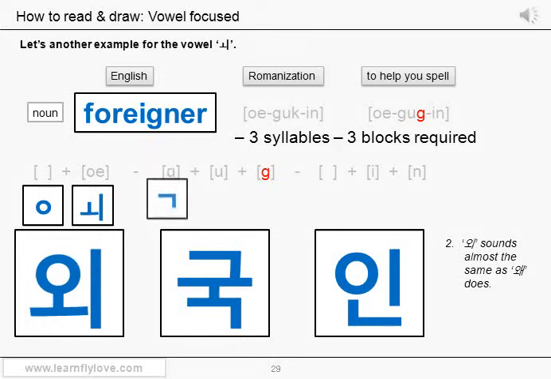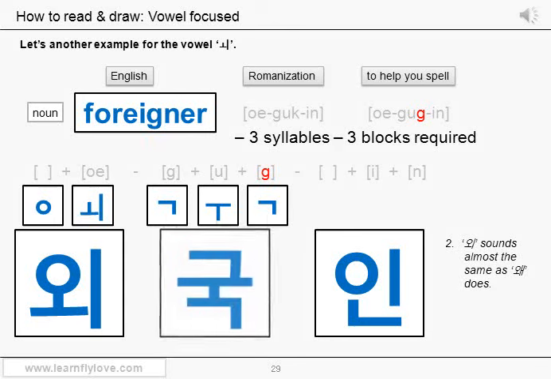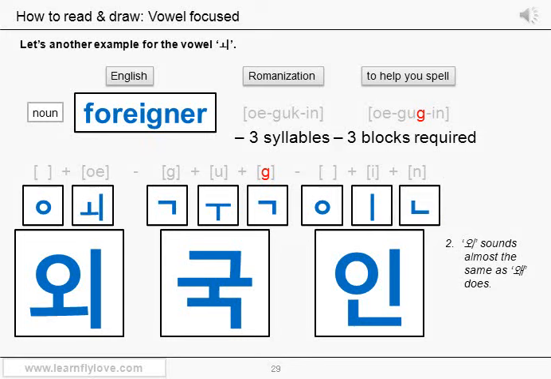And the initial of the second block is g, like g in English, and the vowel is u, and the final consonant is g, like G in English again, so it's Gu, Guk. And the initial of the last block is Eung, the round consonant which doesn't have any sound actually, and the vowel is E, and the final consonant is N, like N in English, so it's In. 외국인. So I guess you are all 외국인.